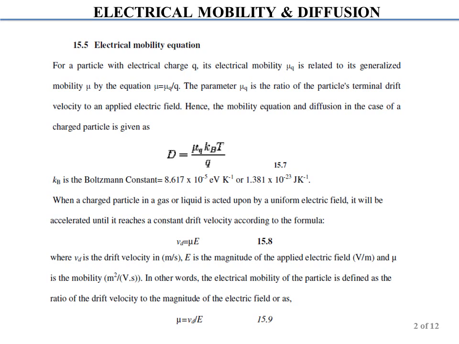And so when a charged particle in a gas or liquid is acted on by a uniform electric field, it reaches a constant drift velocity of Vd equal mu times the electric field, in equation 15.8. And so it depends on the magnitude of the electric field. You now have mu being the ratio of the drift velocity divided by the electric field, relative to the mobility mu.